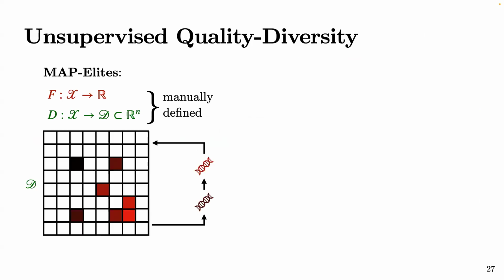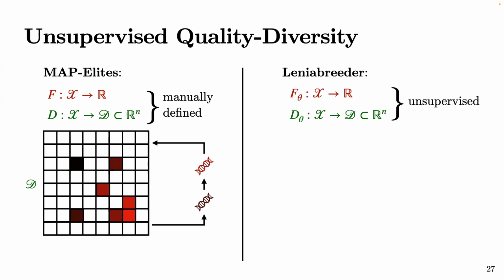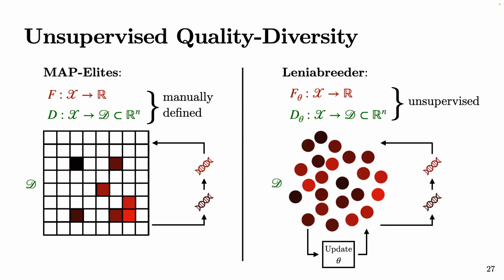So if you remember how Maplet works, first we define fitness and descriptors, and then we apply the loop of selection, mutation, addition. So now what we can do is, instead of manually defining those features, so those fitness and descriptor, use unsupervised learning to learn that. We'll follow basically the same loop, but there is one extra step, that is the update of the parameters theta. And theta will then parameterize the fitness function and descriptor function.